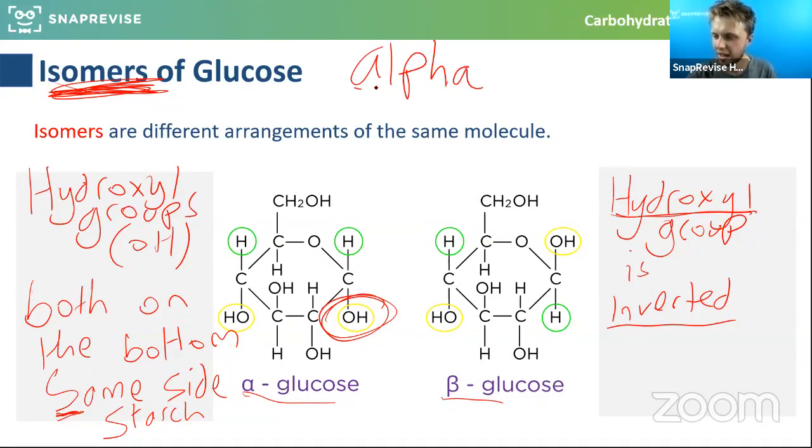Here's another nice way. Alpha: same. So the hydroxyl groups, two A's in it. Alpha is on the same, beta is the other one. So alpha glucose, both hydroxyl groups are both on the bottom. They're both the same. If it's beta, then they are inverted. And make sure you use that word inverted.